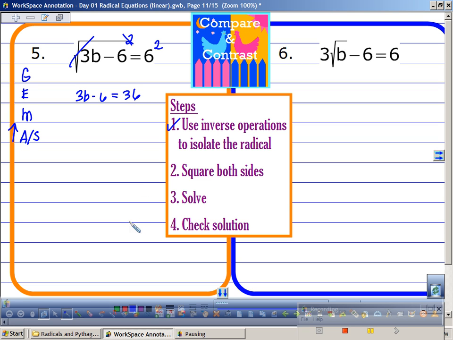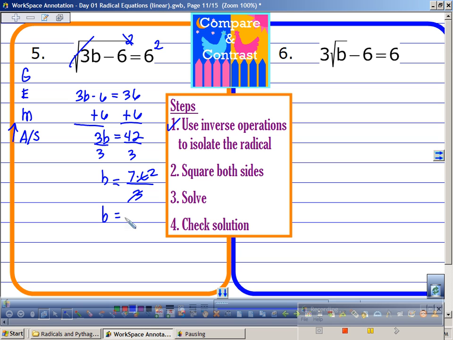Now I can do that, right? Levi, why are you not looking up here? Sit up, please. Okay. Add 6 to both sides. 3b equals 42. Divide by 3. I can do that in my head. 7 times 6 is 42. Cancel the 3. What do you get? 14.